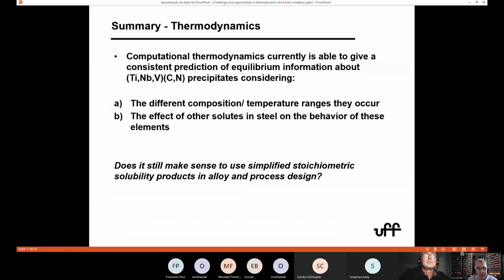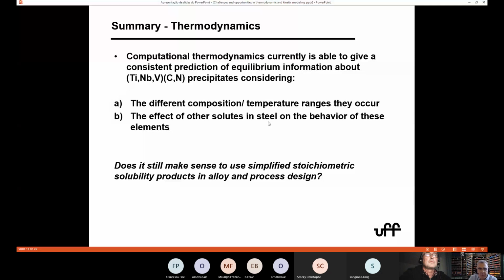So I would say at this point, for the thermodynamics only, that computational thermodynamics is able to give a very consistent prediction of equilibrium for all these carbides and carbonitrides. And I can tell you this because we have done this for a huge number of different steels in Brazil, from rebar to IF steels to API steels, from thick plate to whatever, and we got very good predictions. So it works very well, with very different compositions and temperatures.